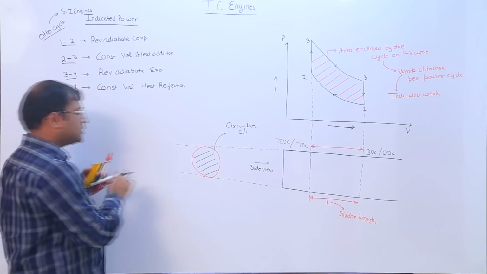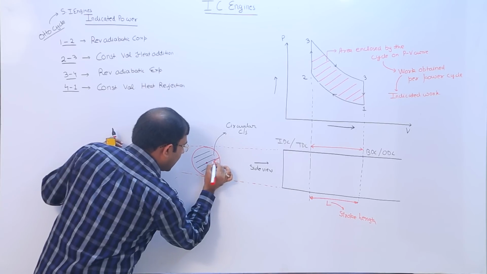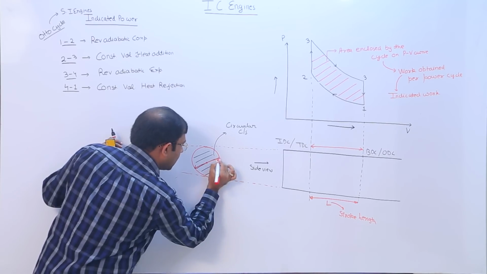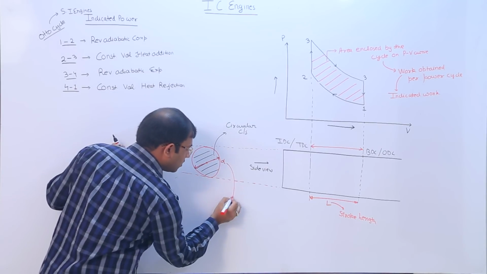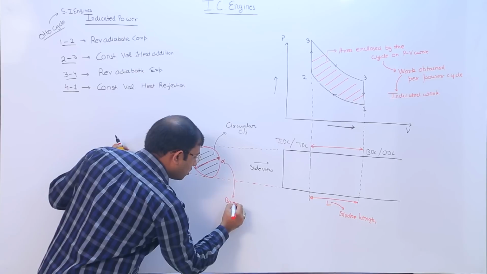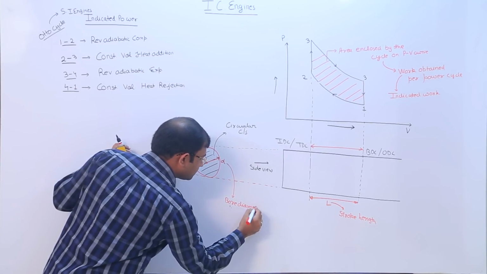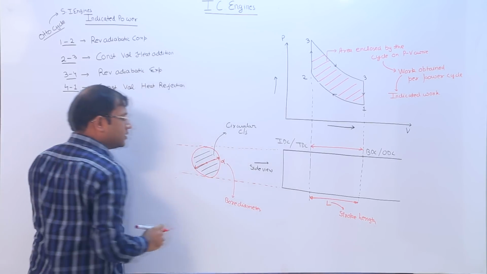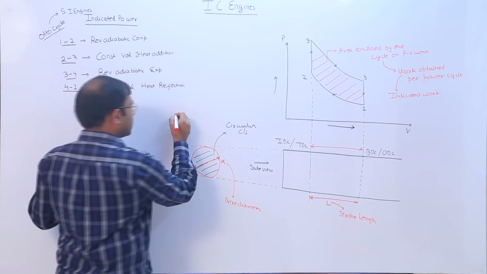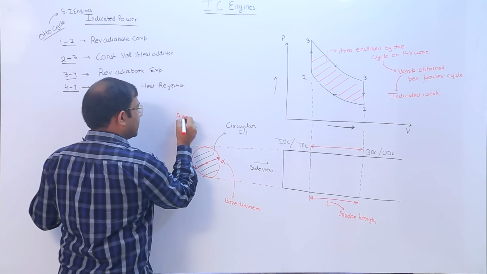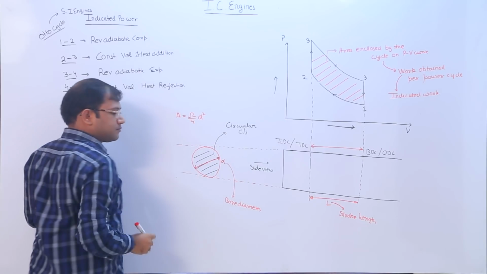Now what I do is that I mark its center and draw one diameter D, and this is nothing but your bore diameter. Is it okay? This is nothing but your bore diameter. So what will be the area here? Area will be pi by 4 into d square.